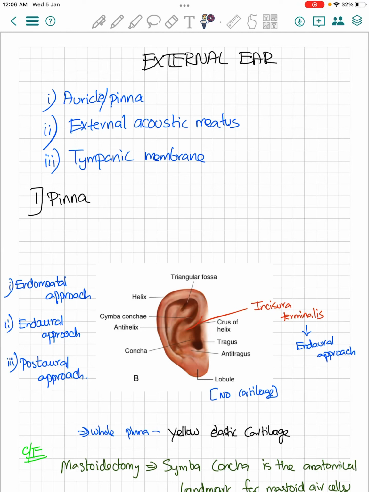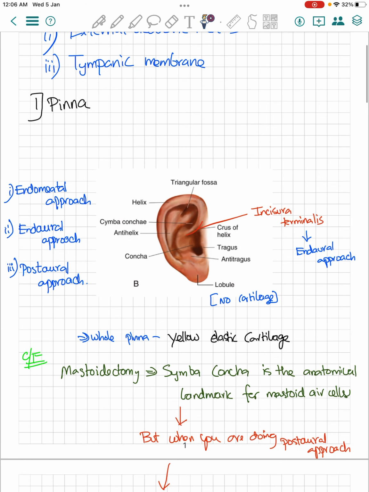Hello guys, in this video we are going to see the anatomy of external ear. The external ear has three parts. The first is the auricle or pinna, then the external acoustic meatus, then the tympanic membrane. First let us see the pinna. This is the pinna or auricle.